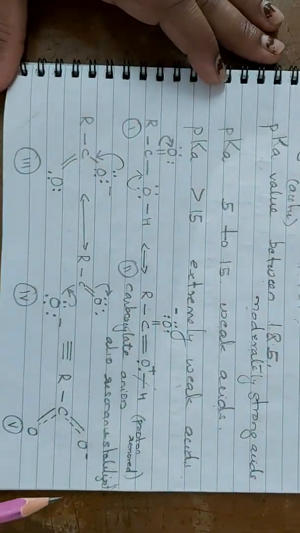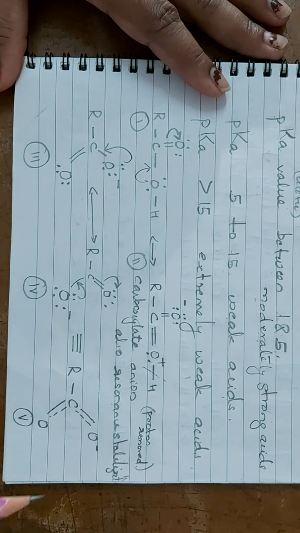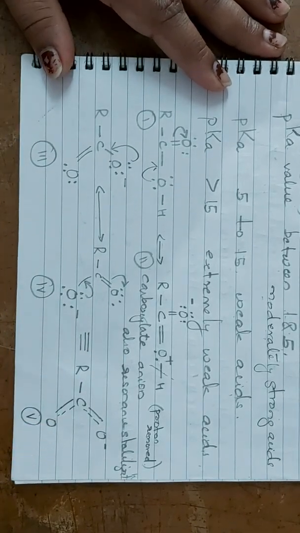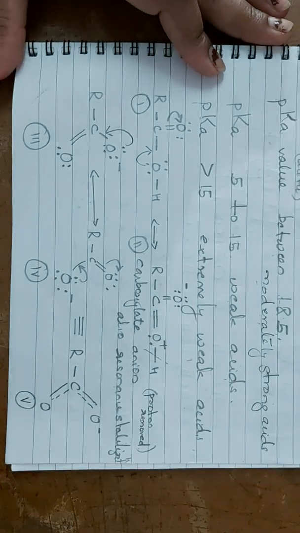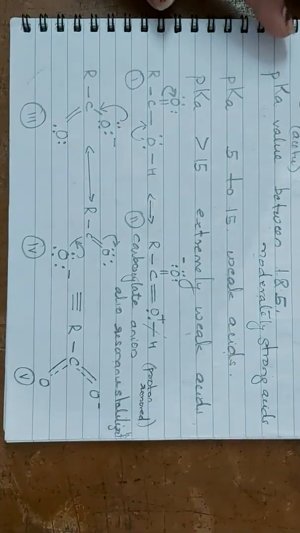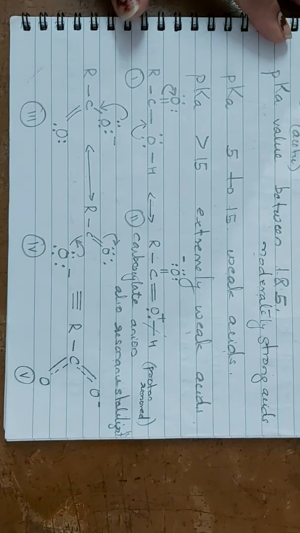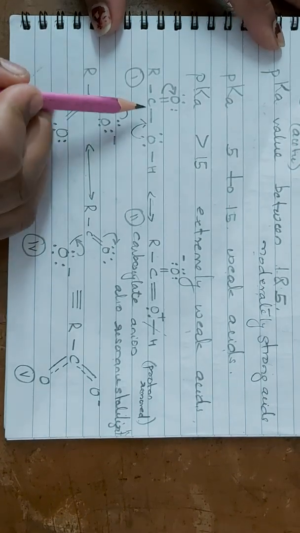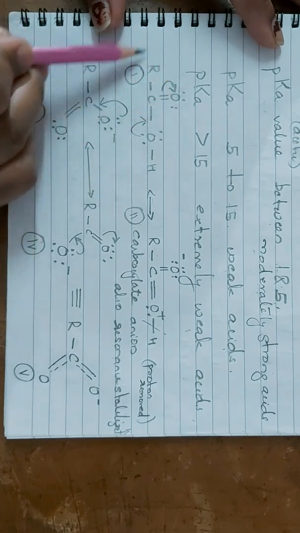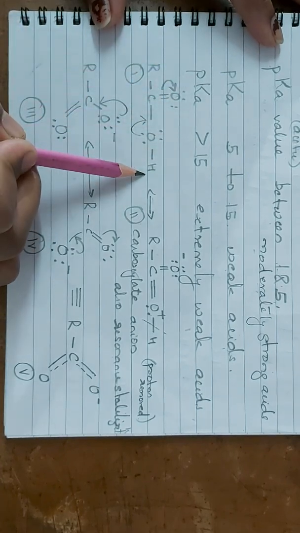Now we'll go with the resonance stabilization of carboxylate ion and understand the acidic nature. Please be attentive, okay? Feel free, relaxed, and believe that it is easy for you to understand. Then you can understand it very easily. You can see this C double bond O, COH. This is the carboxylic acid functional group.